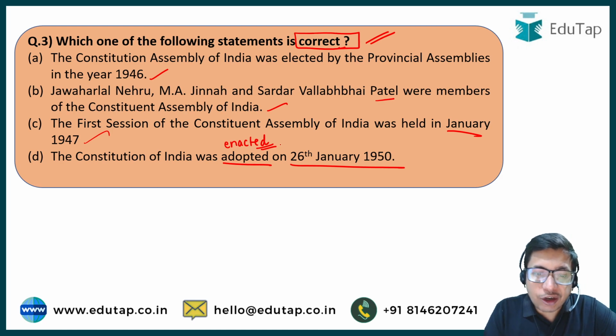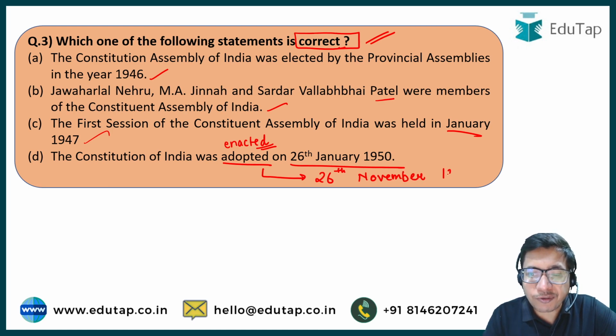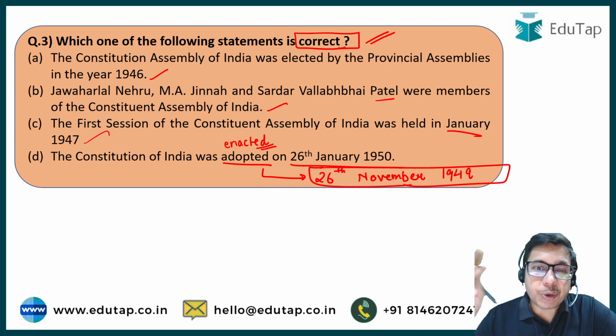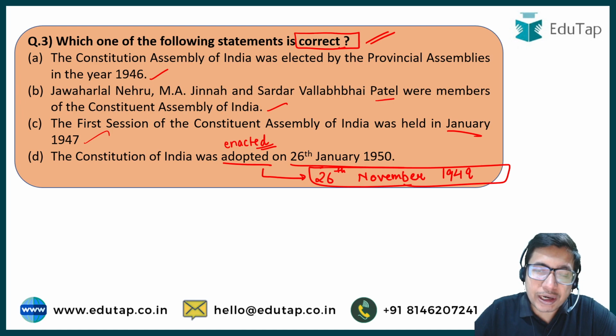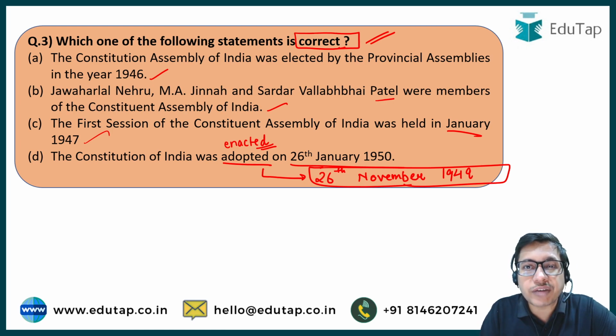Okay, it was adopted on 26th of November, which is celebrated as Constitution Day in India. 26th of November of 1949. I know that many of us were confused in this statement. We thought that this is correct, but be very careful. The Constitution was adopted by the Constituent Assembly on 26th of November 49, but it came into force on 26th of January 1950.